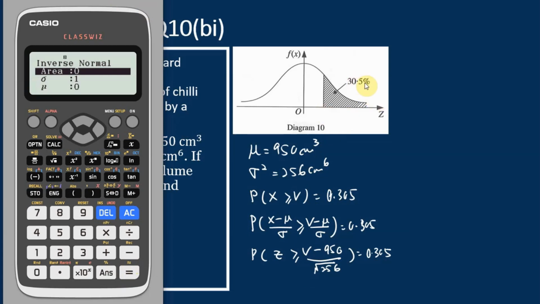Now let's use the calculator to find the Z-score. The area is 30.5%, and therefore the probability is 0.305. In the calculator under area, we key in 0.305, and we leave the standard deviation and mean as 1 and 0. So the answer is negative 0.5100 something. And just now we learned that if the area is at the right hand side, we need to convert the negative into positive. So the Z-score is positive 0.51.